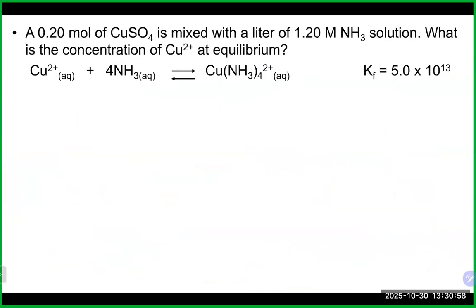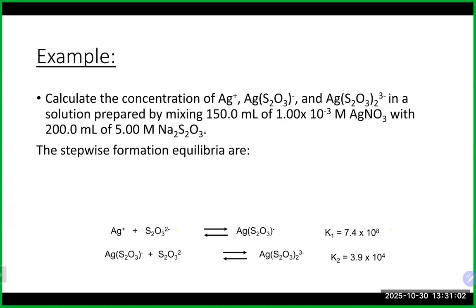All right, now we understand the assumptions. Let's take a look at this one. We want to calculate the concentration of silver, the Ag(S2O3)2 3 minus, in a solution that's prepared by mixing 150 milliliters of 1 times 10 to the minus 3 molar silver nitrate with 200 milliliters of 5 molar Na2S2O3.